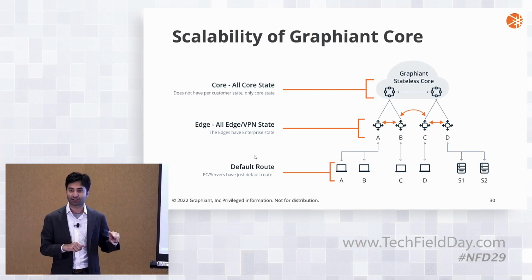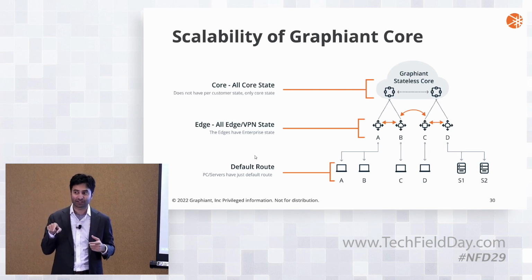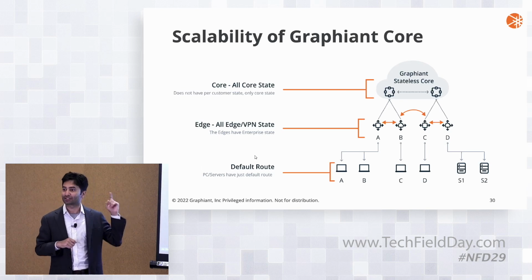If you contrast this with any other environment right now, the majority of the state is in that core. And this is true for architectures anywhere you see someone saying they're providing the firewall in transit. That means the state is in their transit, because they have to.